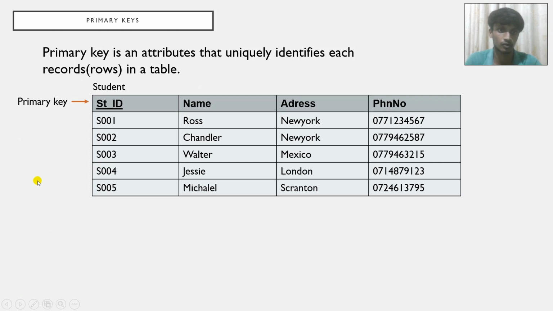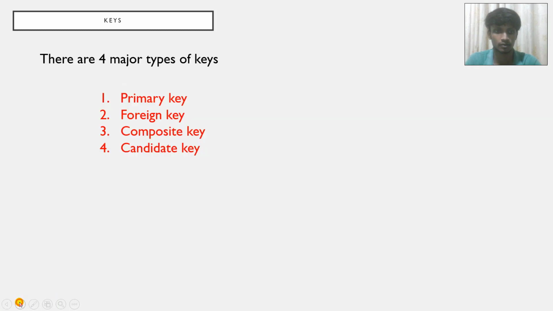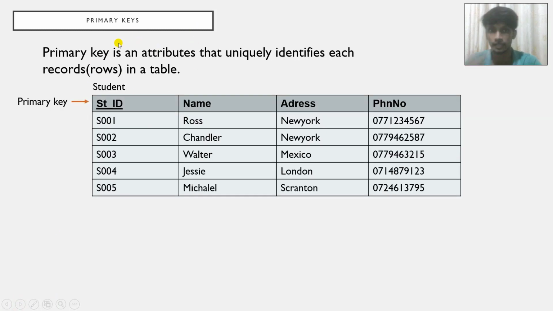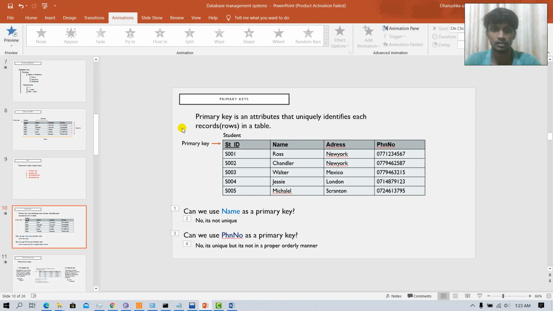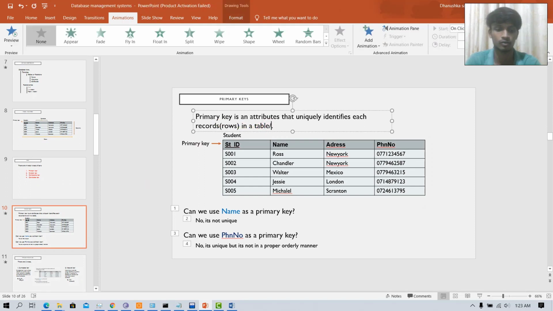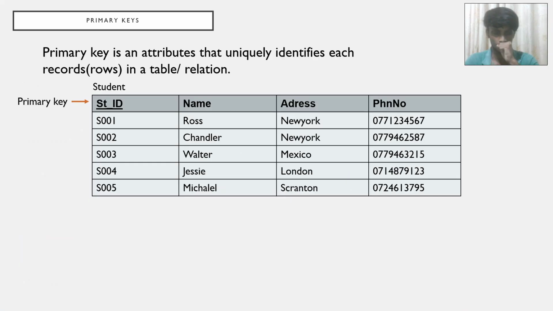Okay. So our first key is primary key. A primary key is an attribute that uniquely identifies each record or row in a table, or relation. I told this before also. Student ID is a primary key in this relation, or in this table.